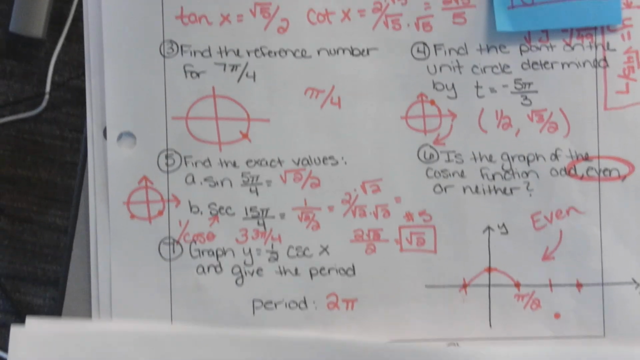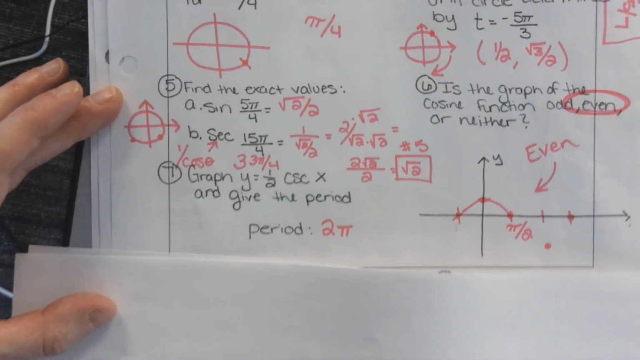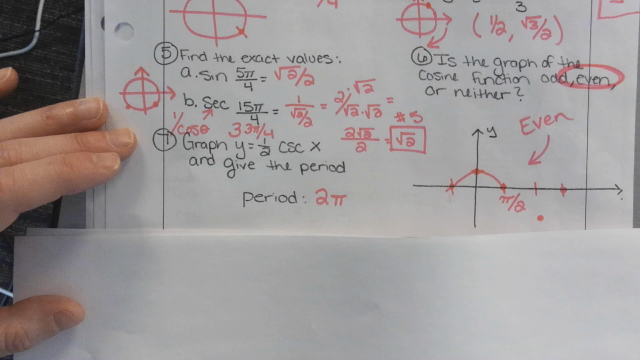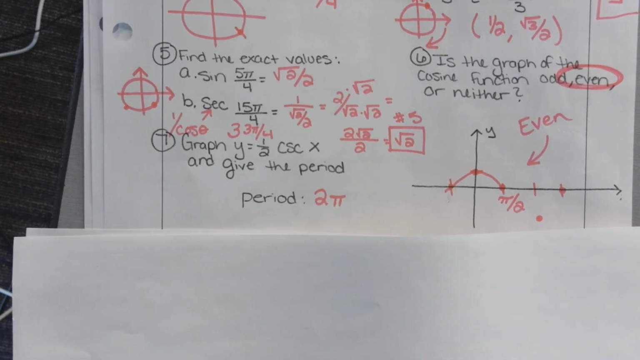Oh, I never even graphed number 7. Great. Okay, cool. So let's look at 5, 6, and 7. Let's look at all 3. So for number 5, I wanted to find the exact value, so I rotated to the location. For sine, I looked at my y value. For secant, I looked at my x, and then I took the reciprocal, and then I rationalized. Make sure you rationalize your numbers. Again, that'd be a situation where if you didn't, you'd look for your answer and it wouldn't be there. It'd be close, but that answer wouldn't be there. So make sure you rationalize.